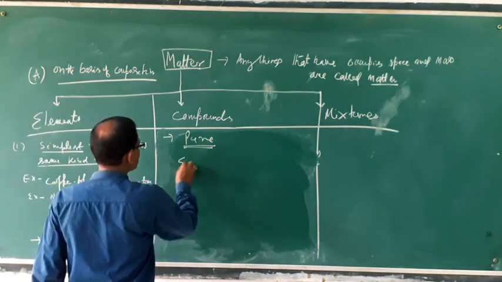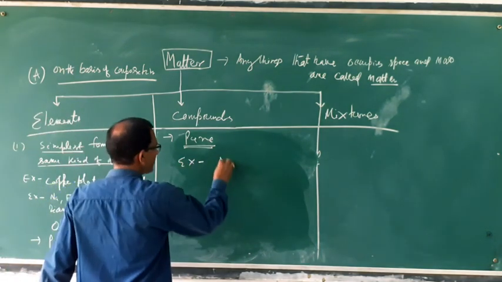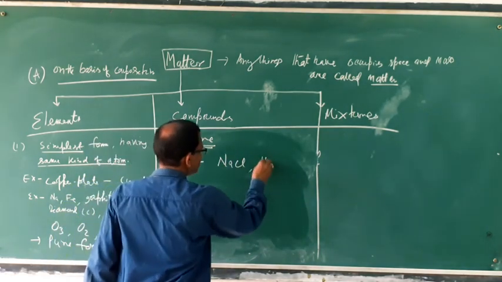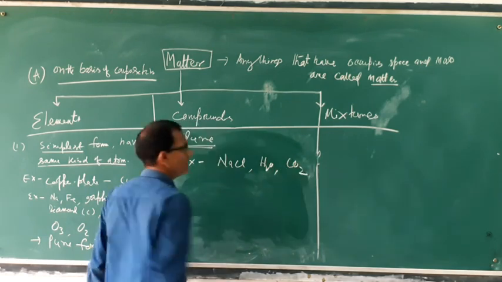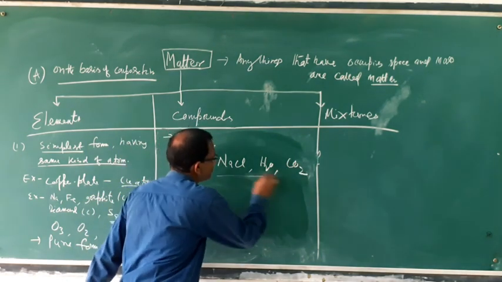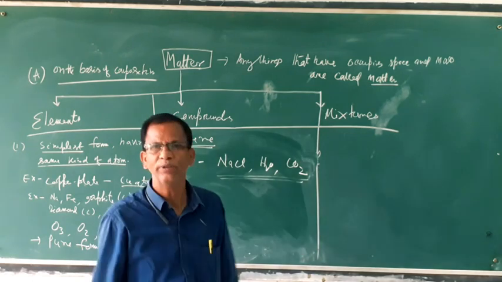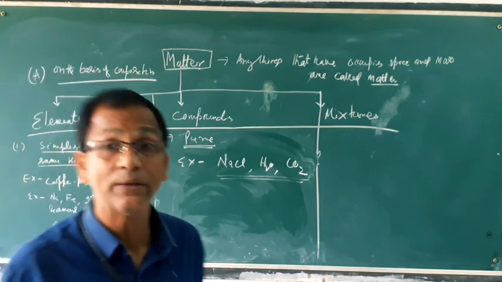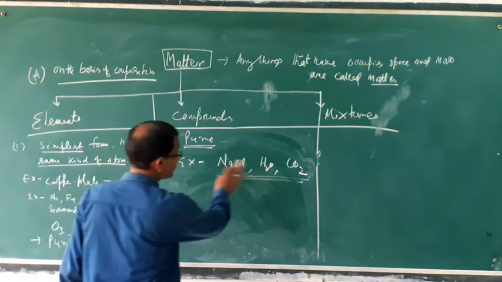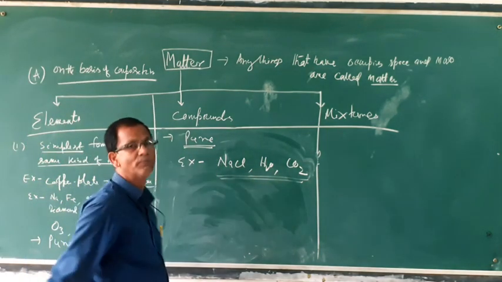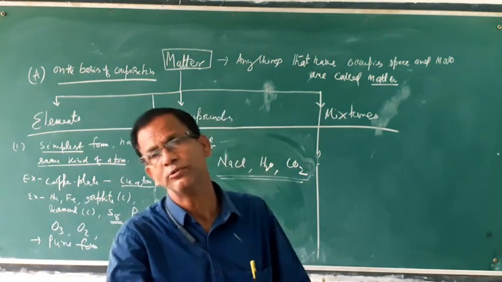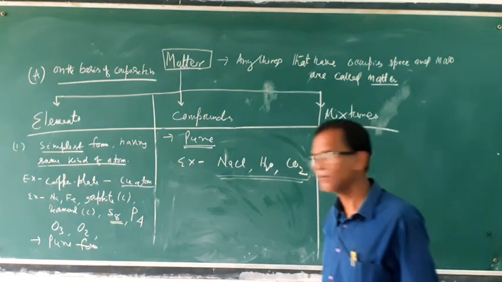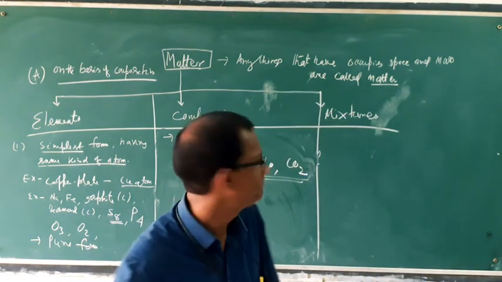Other examples: sodium chloride, common salt, water, carbon dioxide, like this. All are examples of compounds because they are made of different elements in a fixed ratio by weight. The ratio of elements in a compound is fixed, not changeable. That's why it is a compound. Copper sulfate is a compound. Then come to mixture.